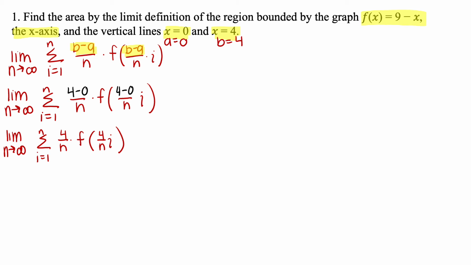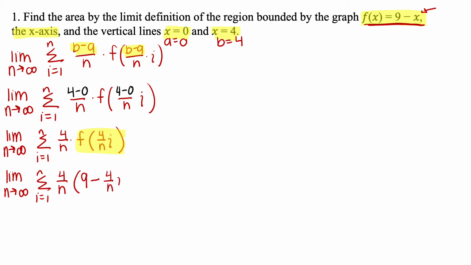From here, our next step is actually to take this f of 4 over n i and plug it into whatever our function f of x is. So we're going to plug a 4 over n i in for this x. So we have the limit as n goes to infinity of the sum from when i equals 1 to n of 4 over n times, and then this would be 9 minus 4 over n i.